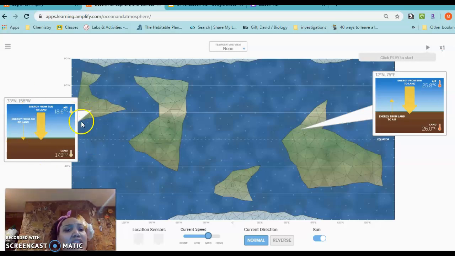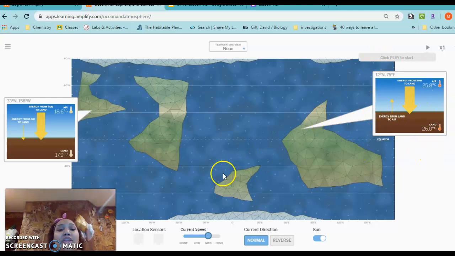So in these little tags, I can see the temperature of the air, I can see the temperature of the land, and I can see the energy from the sun to the land and the energy from the air to the land. And I can see these at 2 different locations. Notice that at different locations, we have different temperatures. So over here on island D, our temperatures are lower than over here on island E.